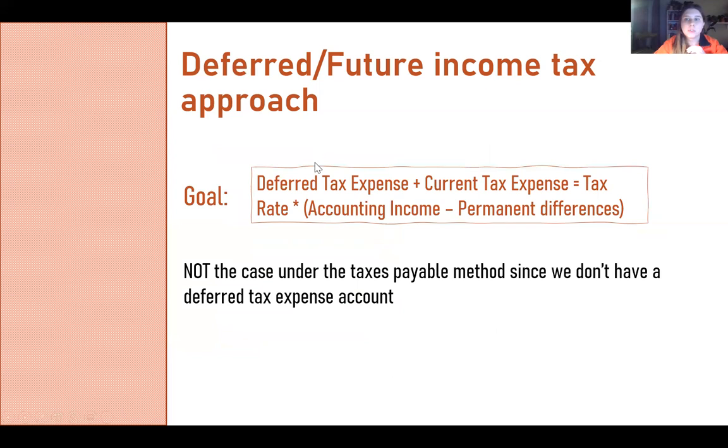The goal of this approach is that your deferred tax expense, which reflects your temporary differences, plus your current tax expense, which is the amount of taxes you owe to the government for that year, is equal to your tax rate times your accounting income minus the permanent differences. No need to remember this by heart. It can just be a trick during the exam if you want to verify that your accounts have the right amount. The goal here is not fulfilled if you're using the taxes payable method, since we don't have a deferred tax expense account.